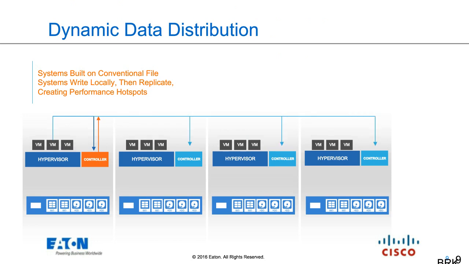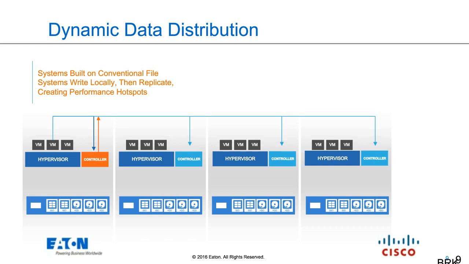Key things about dynamic data distribution. If you build on a conventional file system, so if you take the existing Linux file system, and then build that into a hyperconverged solution, then one of the things that you're going to run into is that conventional file systems were never designed for distributed data and scale out. So typically what you'll see is that systems will write locally and then replicate. So if you start getting a very busy VM, you can actually start to see performance hotspots.